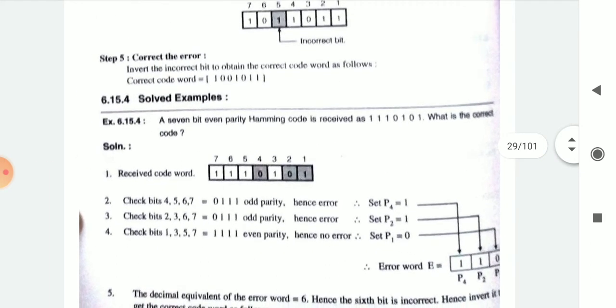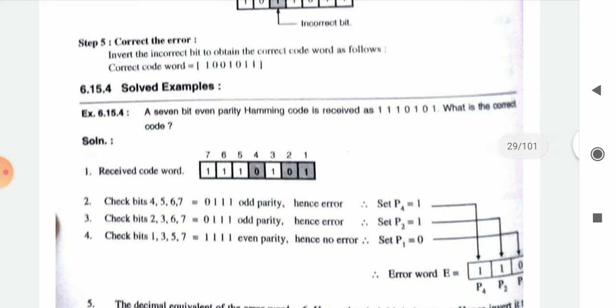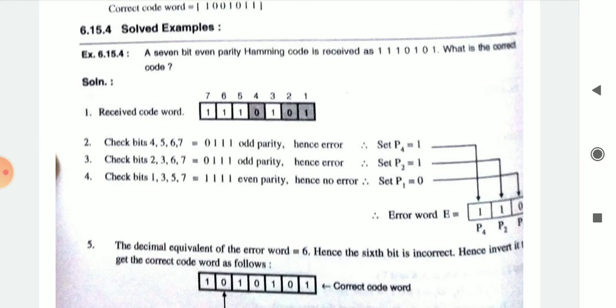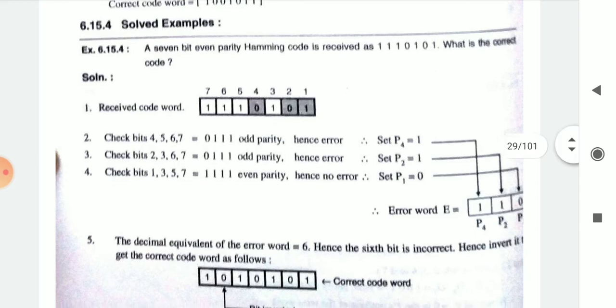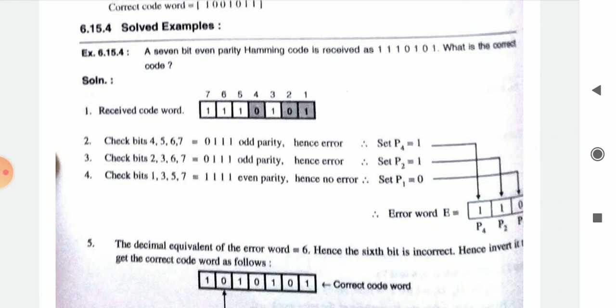See here, a 7-bit even parity Hamming code is received as 1101101. What is the correct code? This is the received code 110101, because it is given in the question. Just write this into the linear block and check bits 4 5 6 7, that is 0 1 1 1, odd parity, hence error. Set p4 is equal to 1.